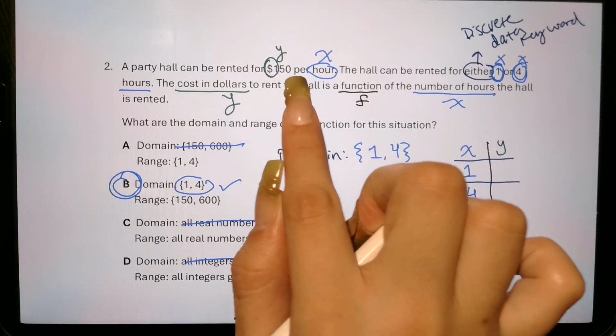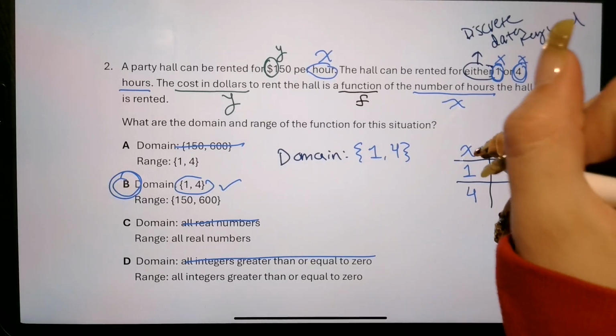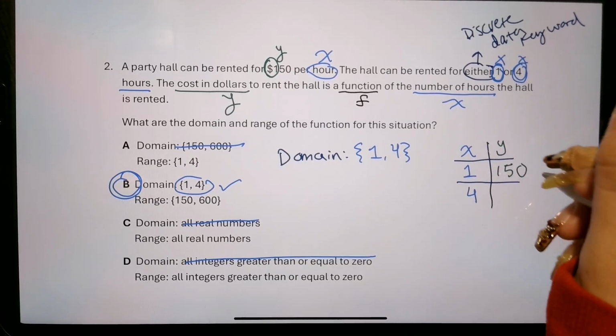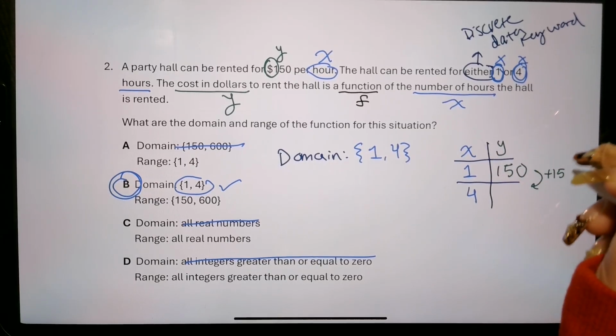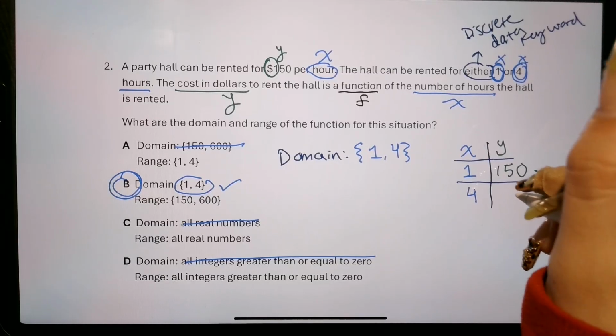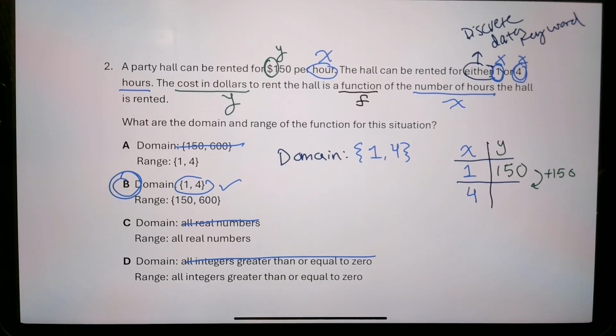So we were able to do process of elimination again, but I can confirm what my y is as well. It's 150 per hour, so for 1 hour it's 150. And we're increasing by 150. 150 plus 150 would be, it actually wouldn't be 600. I think I typed this wrong.